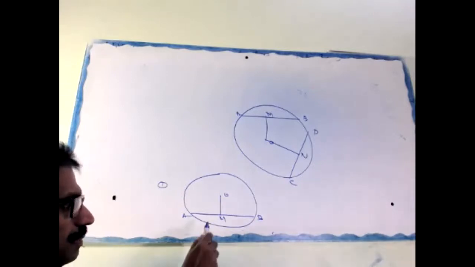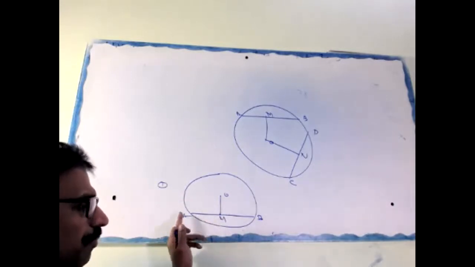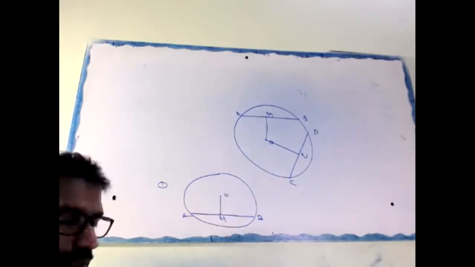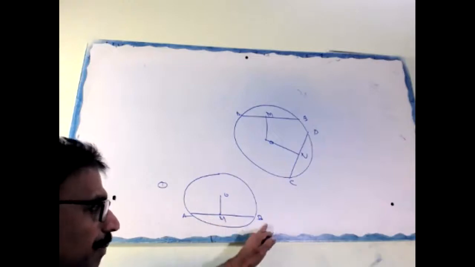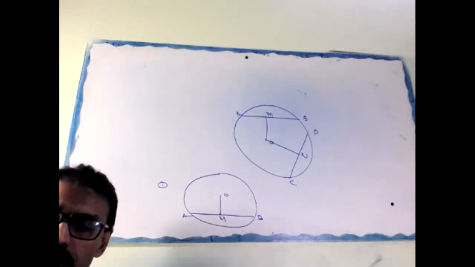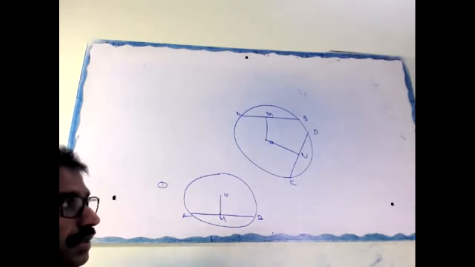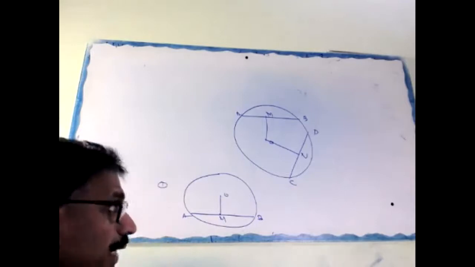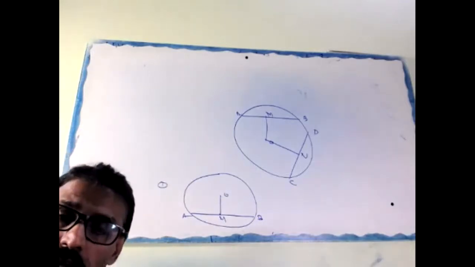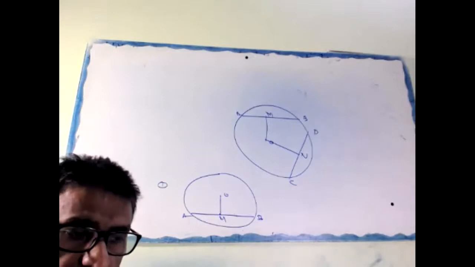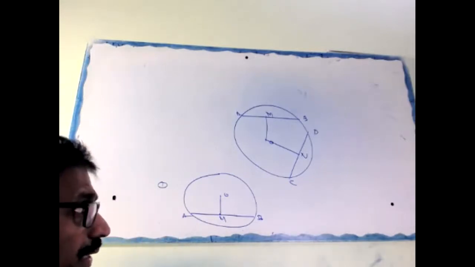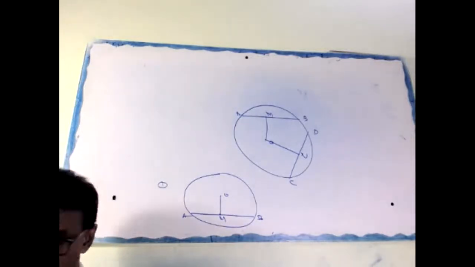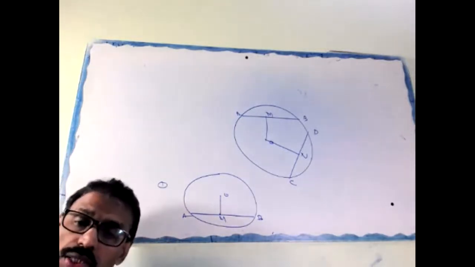Second theorem, if M is the midpoint of AB, then OM is perpendicular. That means if AM equals MB, then angle M is 90 degrees. That is second theorem. Third theorem, if chord AB equals chord CD, then OM equals ON. Fourth theorem, if OM equals ON, then AB equals CD. It's clear now? Four theorems. Is it okay? Everyone okay?